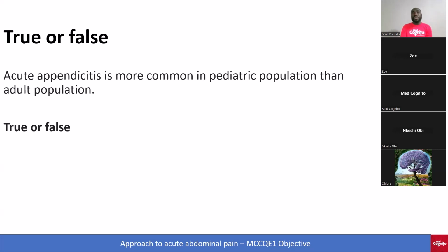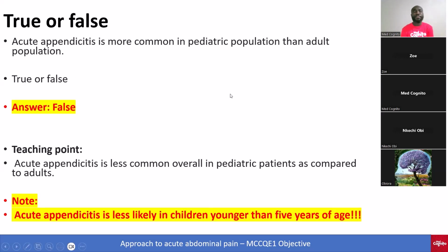True or false? The answer is false. It's false. Acute appendicitis is less common in pediatric patients as compared to adults. That's what the literature says. UpToDate will tell you that.